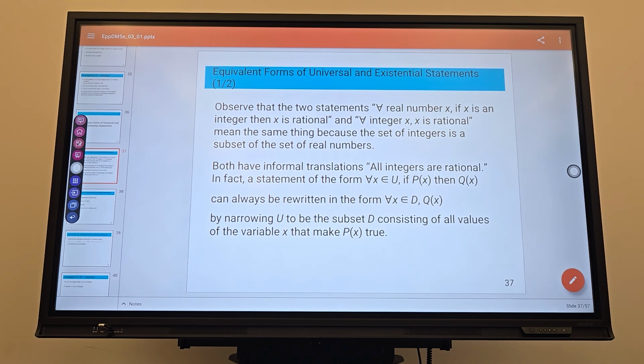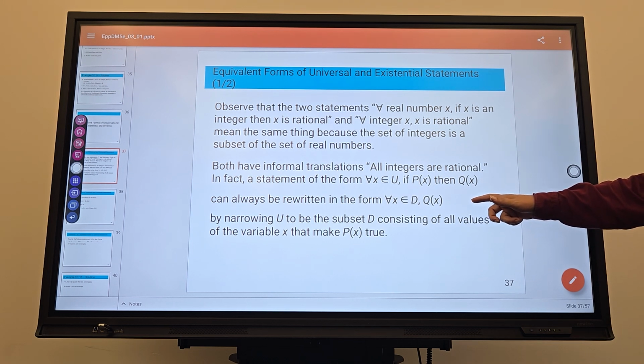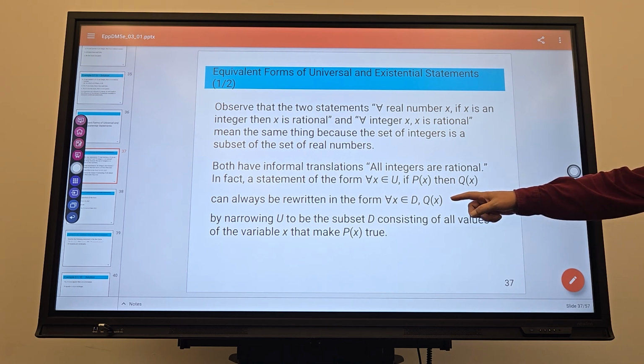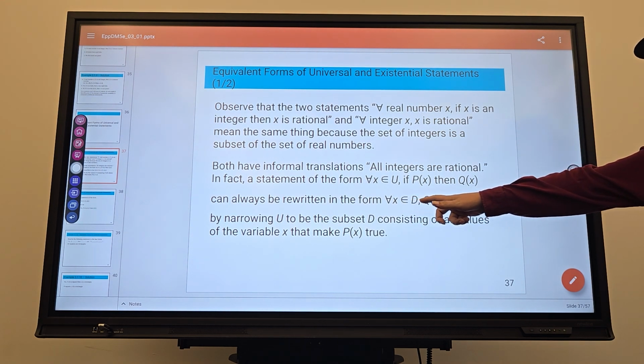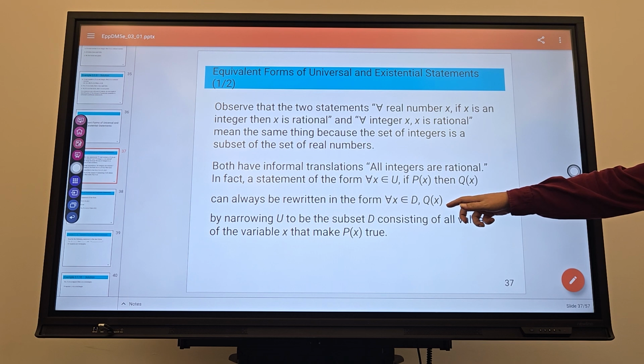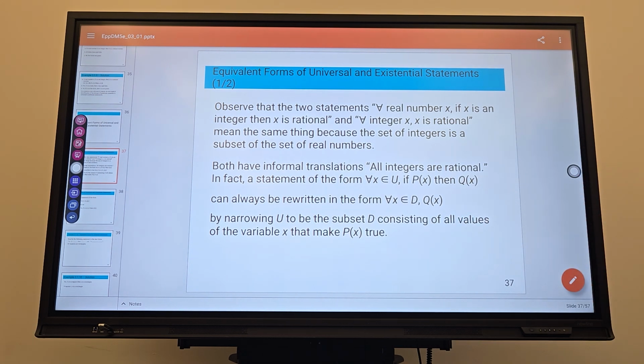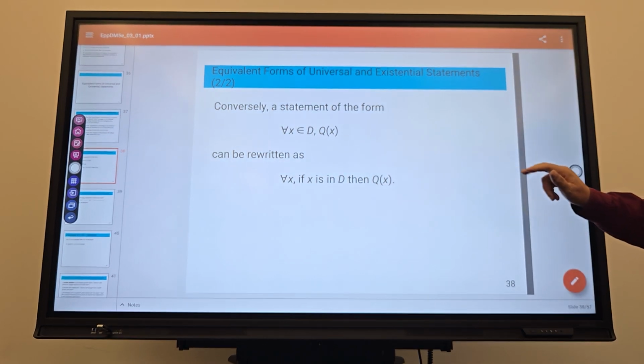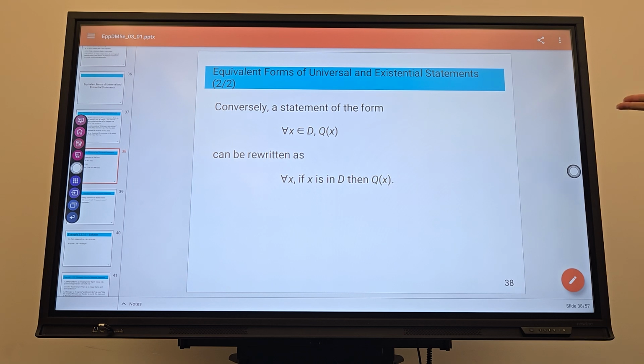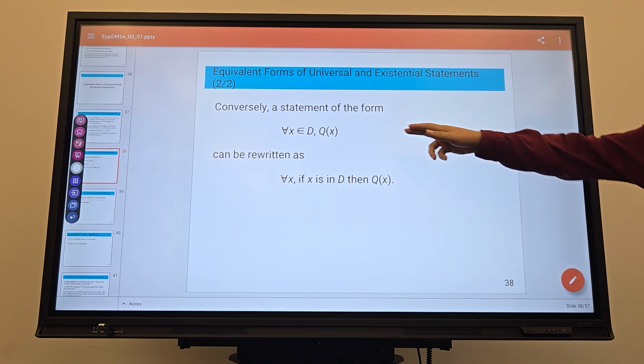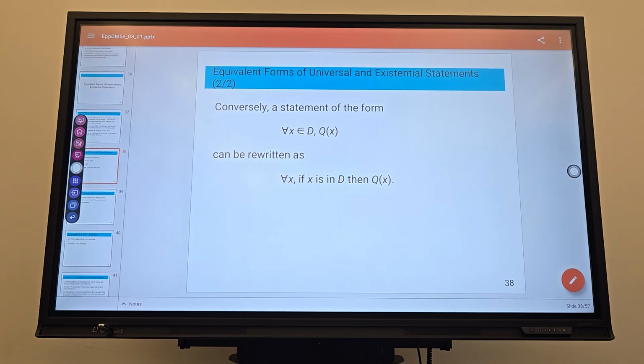In fact, this form of the statement here can always be written in the form: for any x that's an element of D, then Q of x, if D is a subset of U. Conversely, a statement of the form here can be written as: if x is in D, then Q of x, if the statement started out in that form.